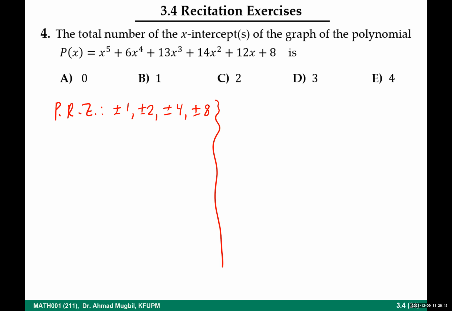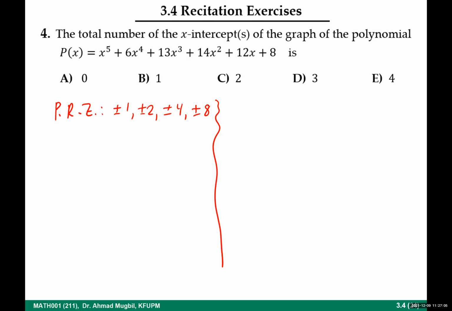Why are there no positive zeros? Did you notice that, or not? You should notice it from the beginning. What is the benefit of Descartes' rule of signs? This is one good example of how to benefit from it.